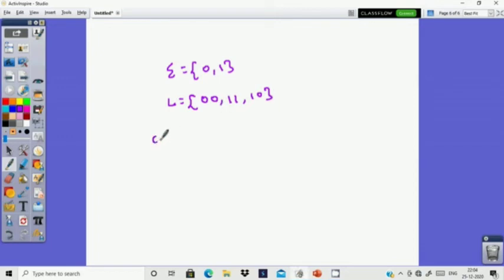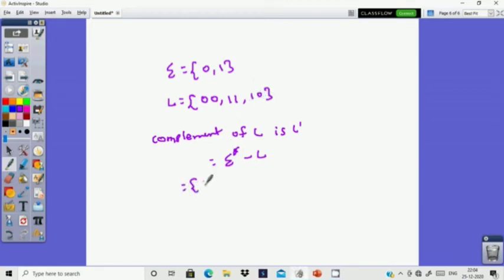I say that the complement of L is called L dash. So L dash can be written as sigma star minus L. What is sigma star? In sigma star, I can include anything here, except these three. L is given as 00, 11, 10. So what is the complement L dash here?